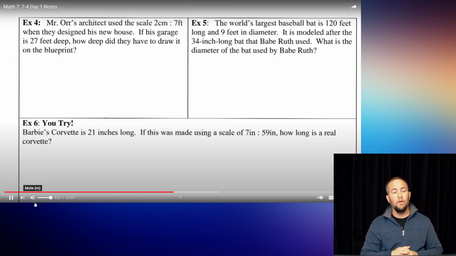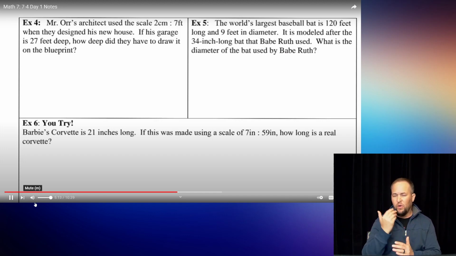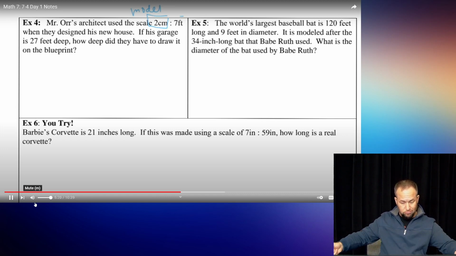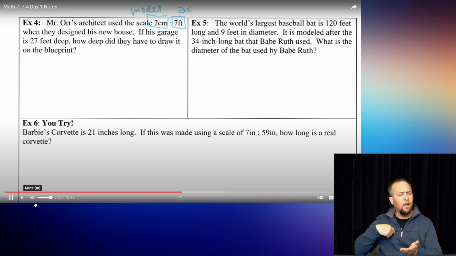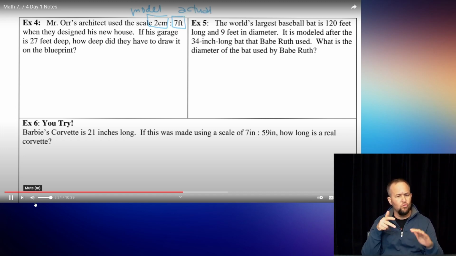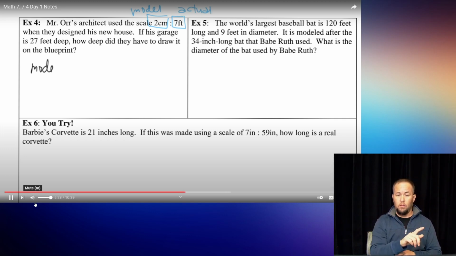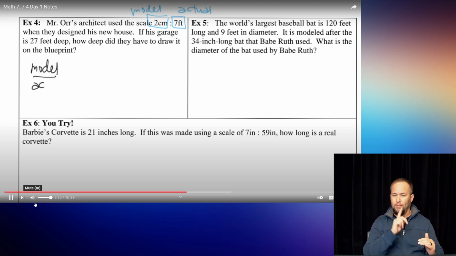All right, so Mr. Orr's architect uses a scale 2 centimeters to 7 feet when they're designing his new house. If the garage is 27 feet deep, how deep do they have to draw it on the blueprint? So just as we did before, this first number listed is your model, whereas this second number is your actual. So for setting up our proportion purposes, we're just gonna all stick to the same page and put the model over the actual.